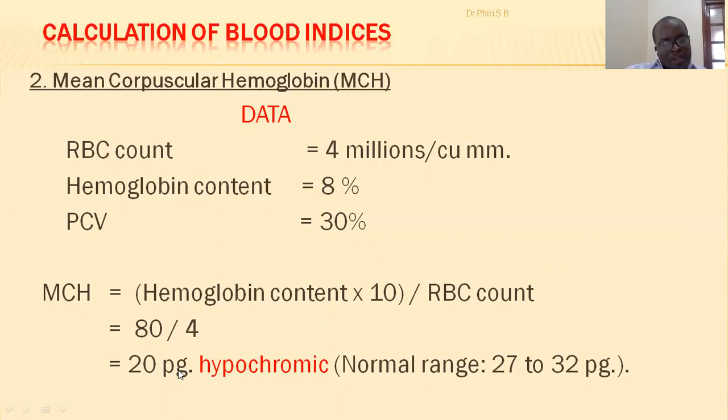20 picograms. So we compare it to the normal. Is it increasing or decreasing, or is it within the normal range? The normal range is between 27 to 32 picogram. So if you have 20, it means that you have reduced MCH. If you have reduced MCH, then your cells are hypochromic. You're looking at the color. The amount of hemoglobin in these red blood cells has decreased, so it will become hypochromic.